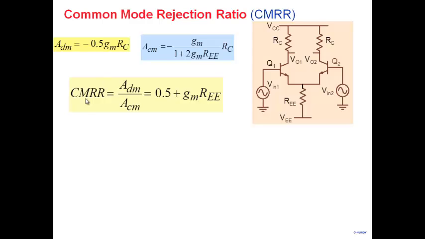Let's focus on how do I increase CMRR. Okay. Now, if I look at the expression for CMRR, it may appear to you that, well, CMRR is 0.5 plus GMRE, and 0.5 is constant. So it may appear to you that what I can do is perhaps make RE large. If I make RE large, I will get a high CMRR. But do you see a problem? If you make RE large, what would happen?